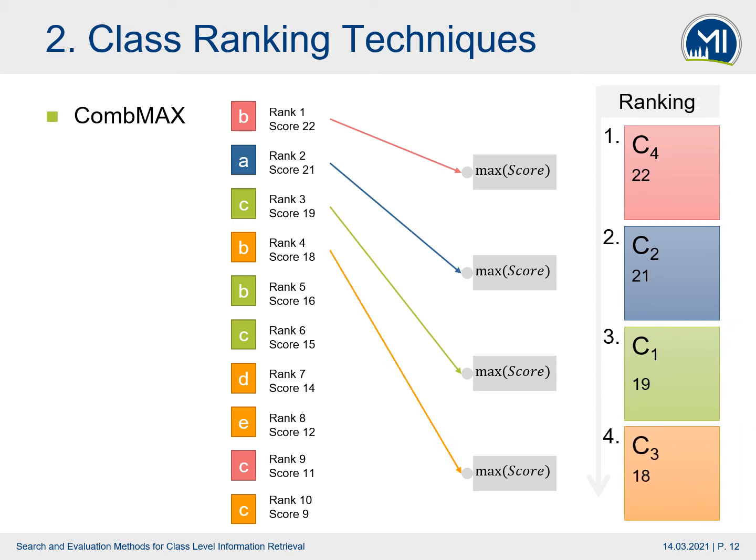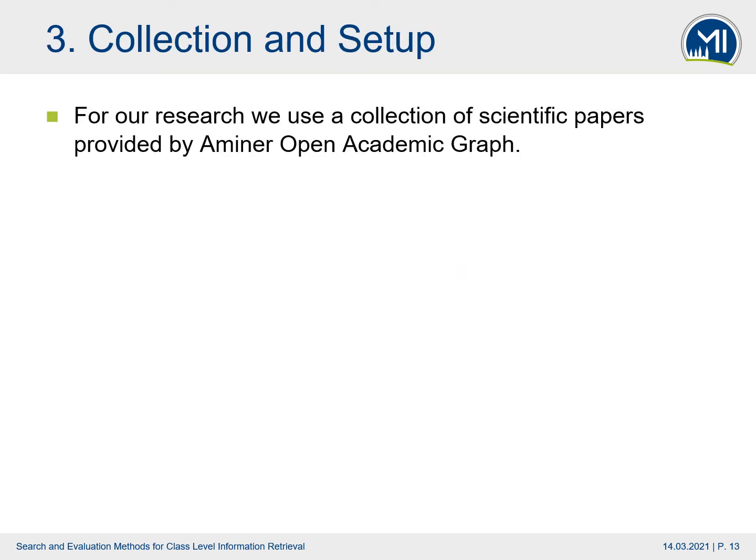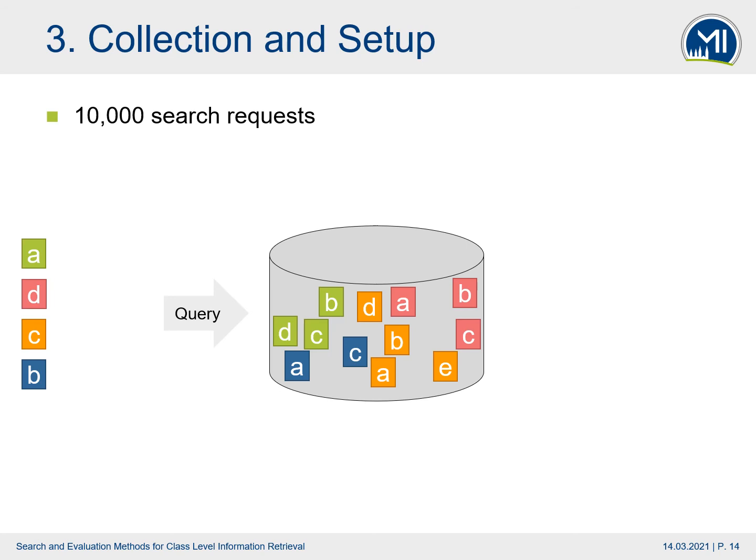We come to section 3, collection and setup. The experiments in this paper are based on the A- collection, reduced to journals for which the title, abstract and full text is available. We sent 10,000 article titles, randomly selected and removed from the collection, as search requests.